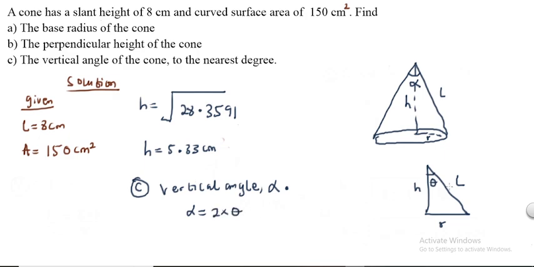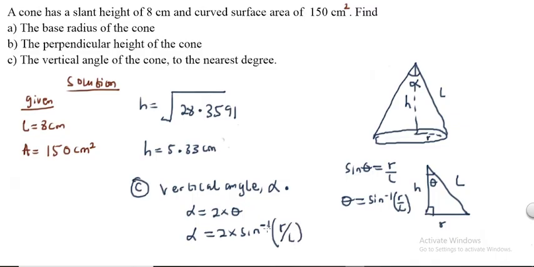We can get theta using SOHCAHTOA here because this is a right angle triangle. To get theta, I can use sine. If I use sine here, the opposite is the radius. So I can say sine theta is equal to opposite, which is r, divided by L. So theta is equal to sine inverse of r over L. From here, I can say the vertical angle is 2 times sine inverse of r over L. So that's how to get our vertical angle of a cone.